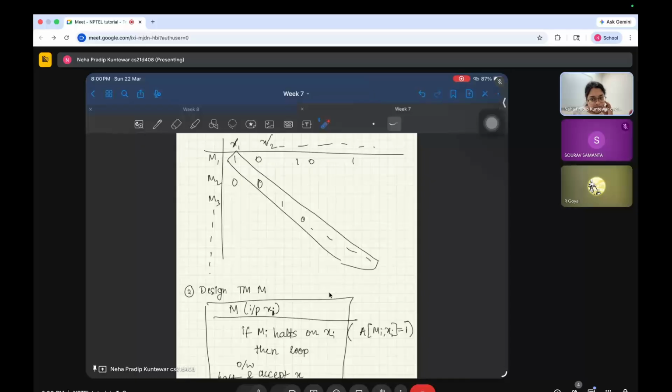Yes. Actually, ma'am, the diagonalization algorithm is a technique used to construct an object that differs from every element in a list, proving that some problems or sets cannot be fully captured. Example like undecidable problems. Yeah, that would be one application.